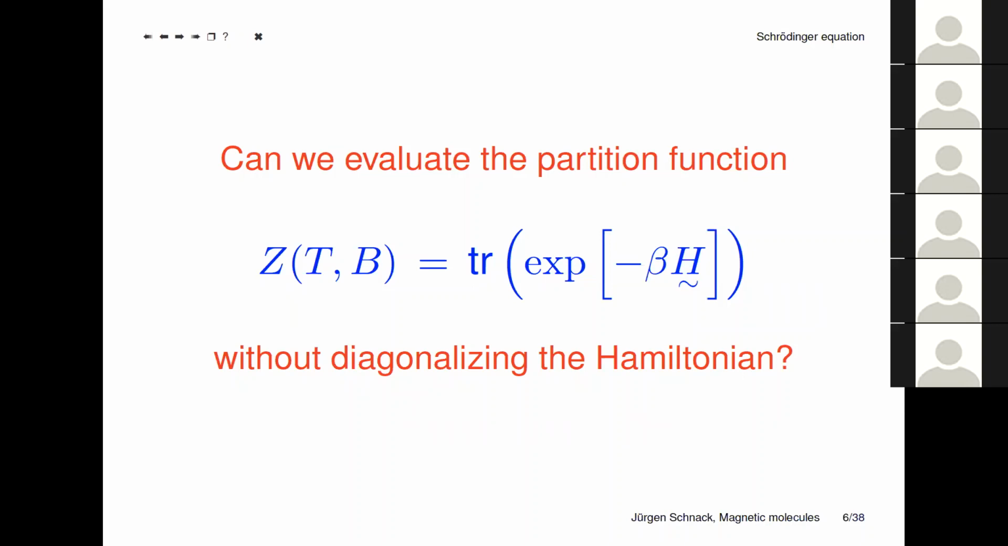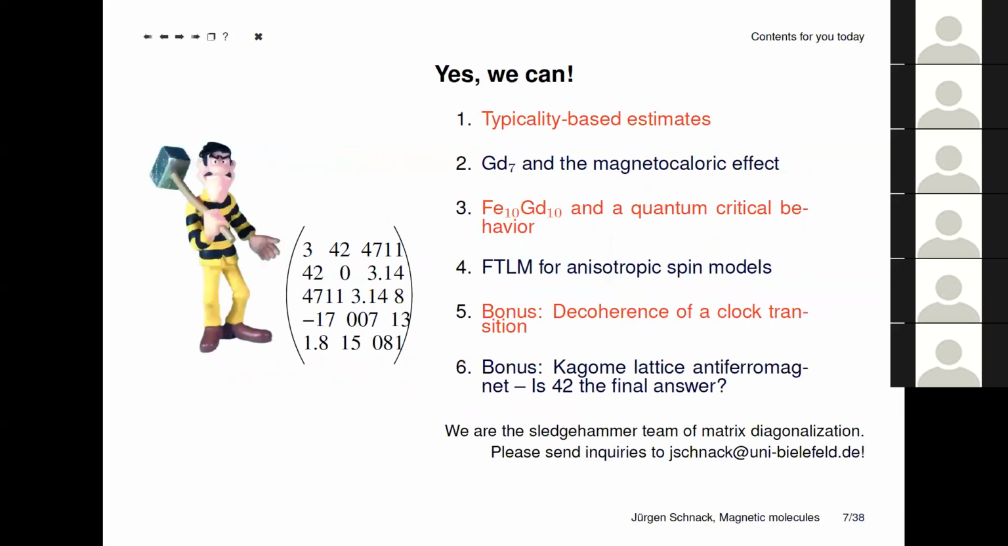Okay, beta in front of the Hamiltonian here in this equation is the inverse temperature. So physicists use beta equal to 1 over k Boltzmann temperature. So can we approximate this function without diagonalizing the Hamiltonian? And the answer is yes, we can. And this is the plan for today.